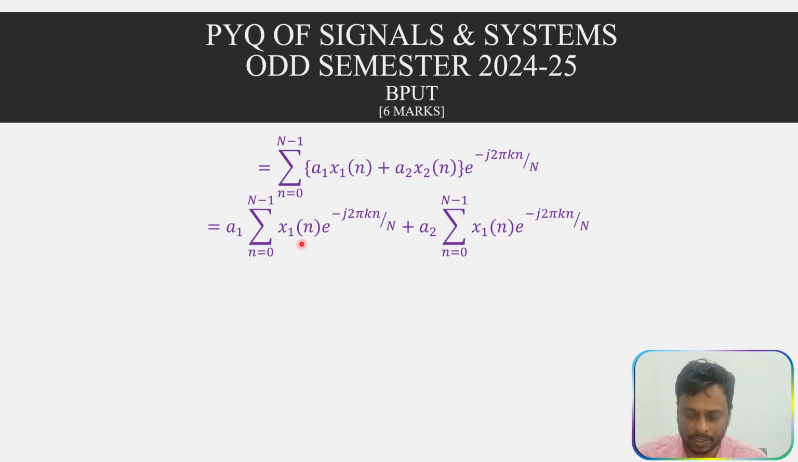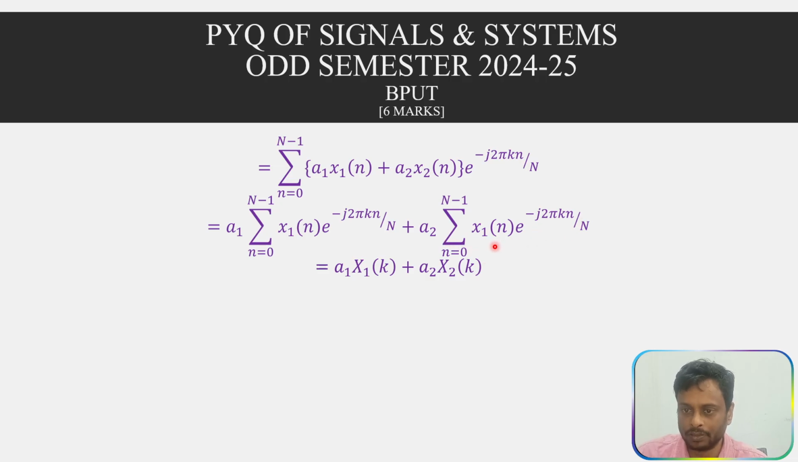Now we can see this one is x1 of k, since x1 of k is the DFT of x1 of n. This is the formula for x1 of k. Similarly, for x2 of k, this is the DFT formula.